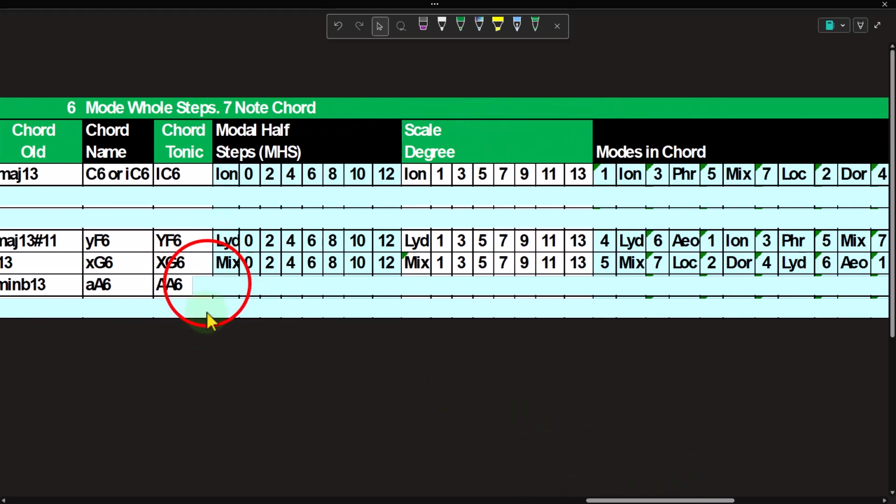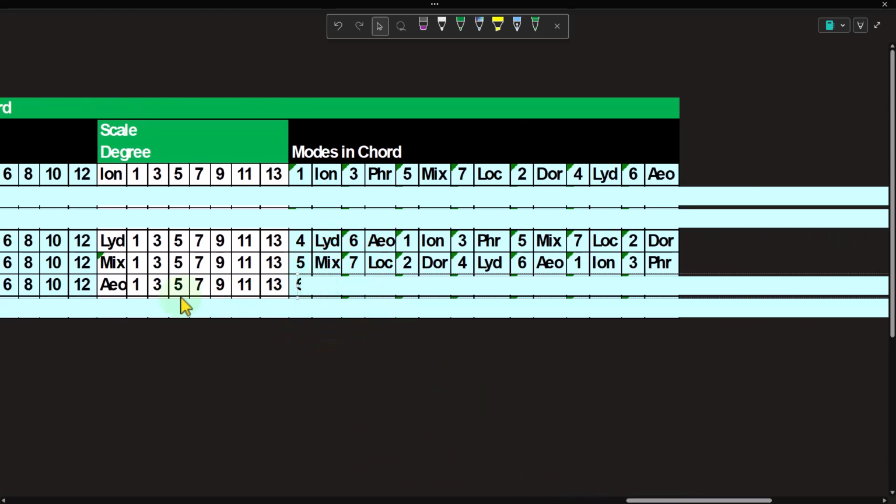All right, so then that means we're going to say that's going to be Aeolian distance-wise, 0, 2 modal half steps, 4 modal half steps, 6, 8, 10, 12. Scale degree means we make the 6 the 1, 1, 3, 5, 7, 9, 11, 13, and the 9, 11, 13 are equivalent to the 2, 4, and the 6. But I don't want to make that the 1.